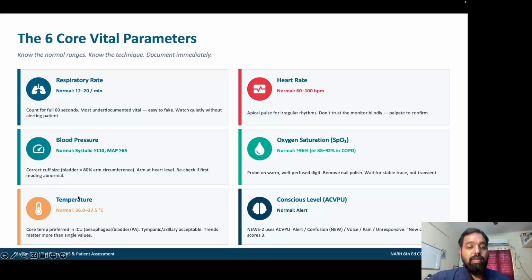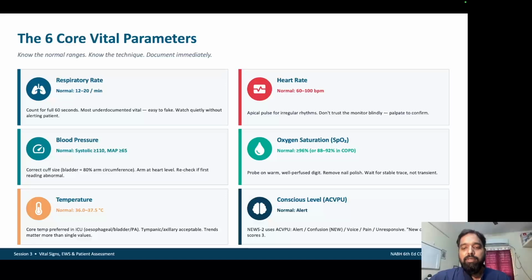Regarding temperature, the normal range is 36 to 37.5 degrees centigrade. Core temperature is preferred in the ICU, measured from the esophagus, bladder or pulmonary artery catheter. Tympanic and axillary are acceptable. Trends matter more than single values. Regarding heart rate, the normal is between 60 and 100 beats per minute. Use the apical pulse for irregular rhythms. Don't trust the monitor blindly. Palpate to confirm.